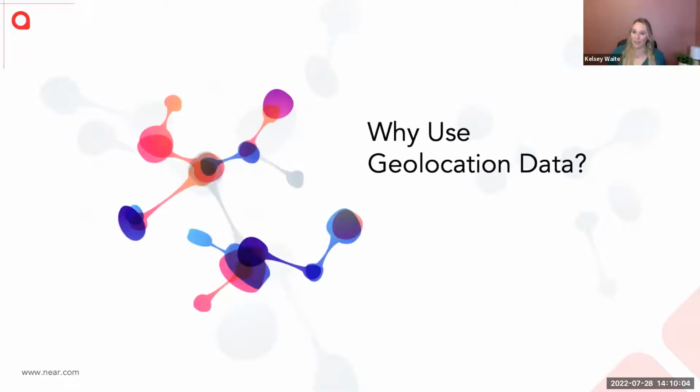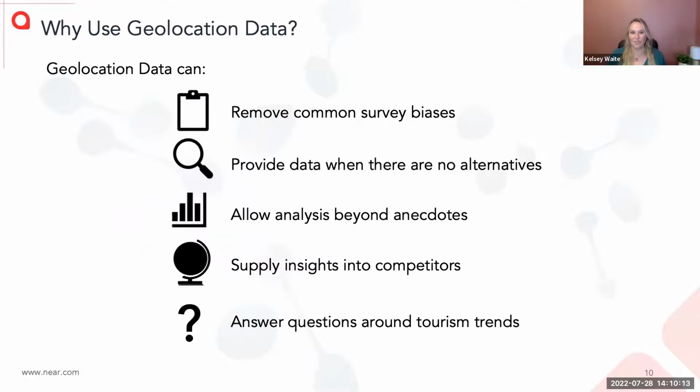And then why use geolocation data at all? That's a really good question, and I know a question that a lot of people are asking right now. So why use it? There are 5 main reasons, in my opinion, why you would use it. The first one would be to remove common survey biases.